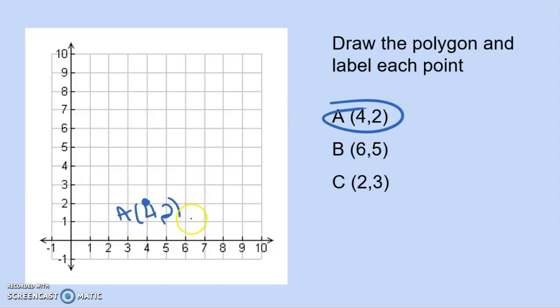Our second point is at 6, 5. That is point B. It's at 6, 5. And point C is at 2, 3. We connect our dots, and we have a bit of a triangle there. Now, this is labeling your points. You need both the letter and the ordered pair. If you don't have that, that's not labeling your point.